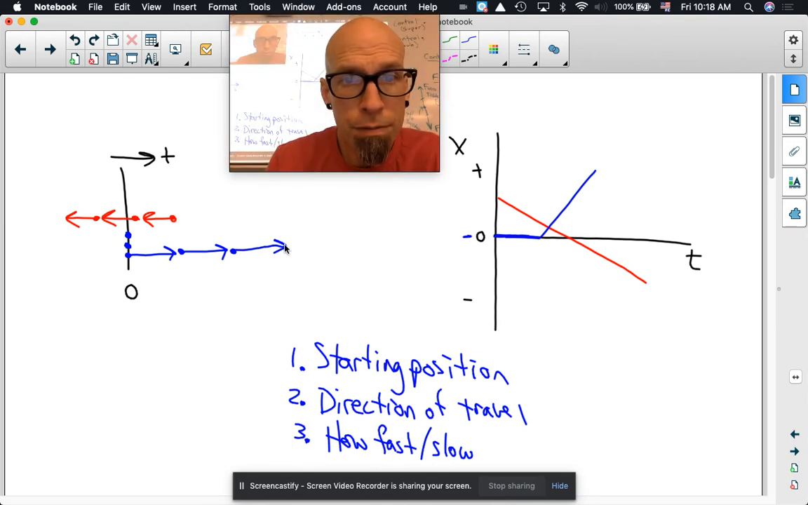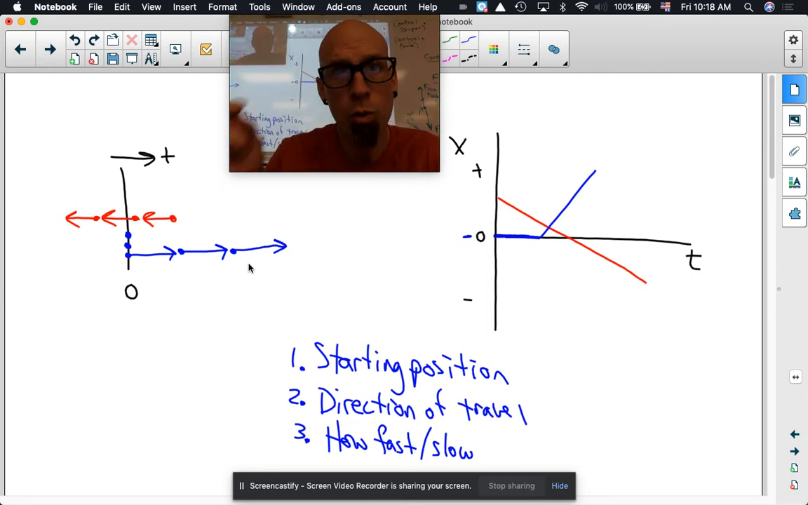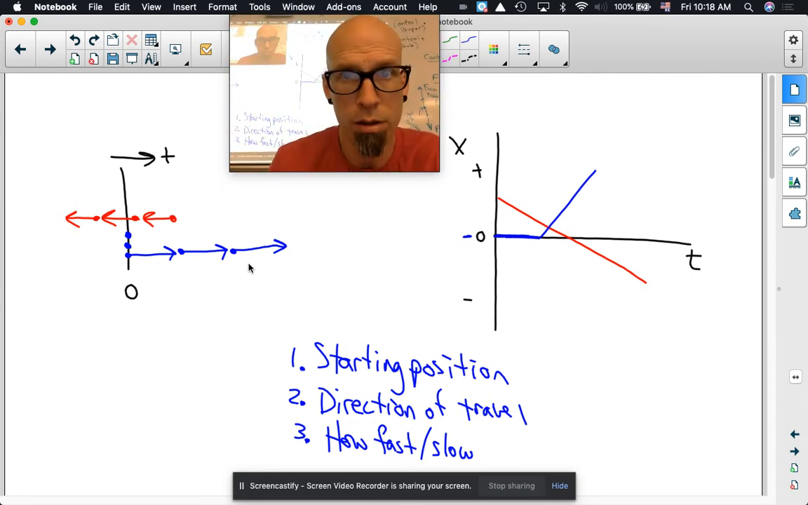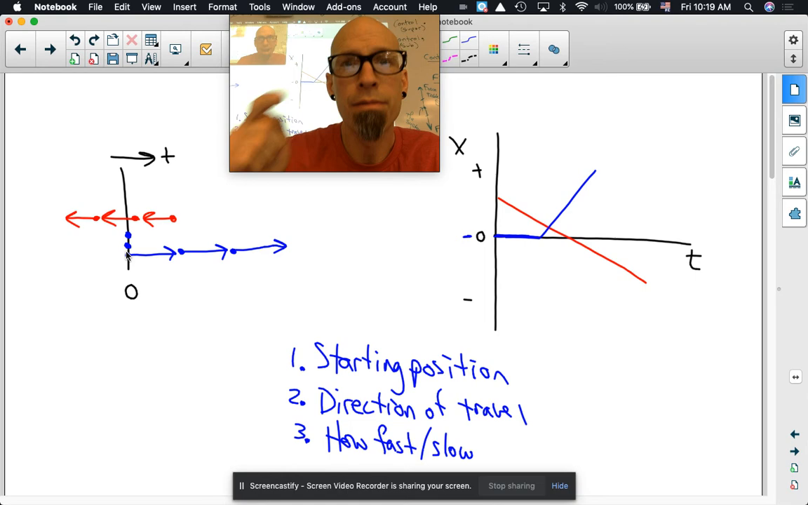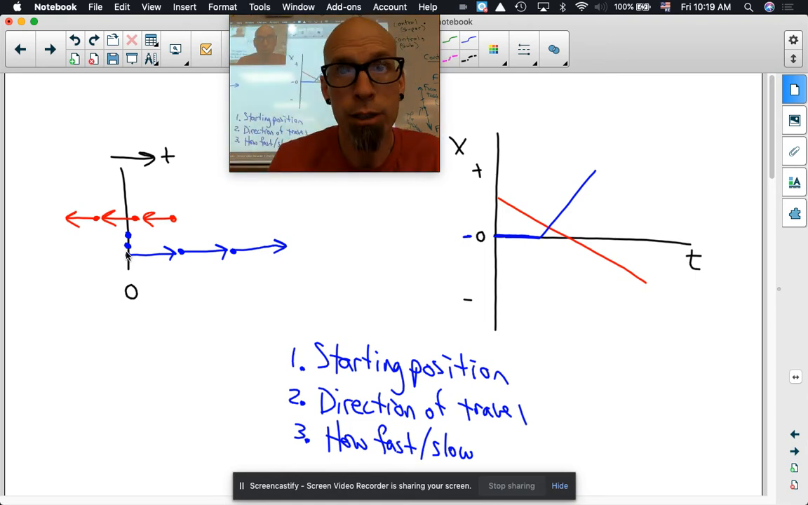The blue line gets further than where the red one started. So the red one started here. The blue one goes past where the red one started. And so my arrows do the same thing. They go beyond where the red one first appeared on the motion map. So those are the kinds of things we have to be able to do: translate from a graph to a motion map and also into words.